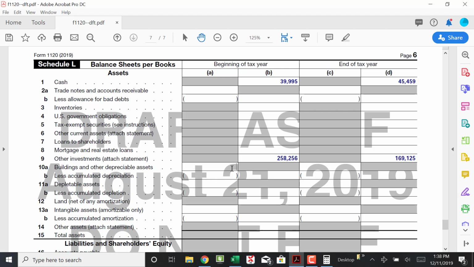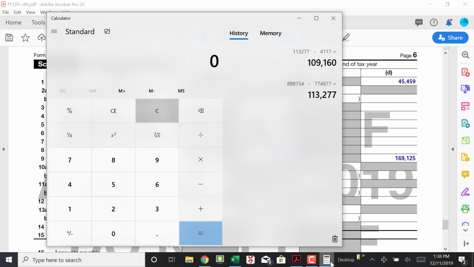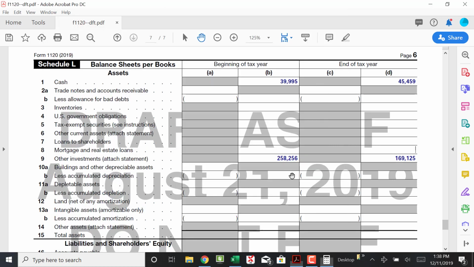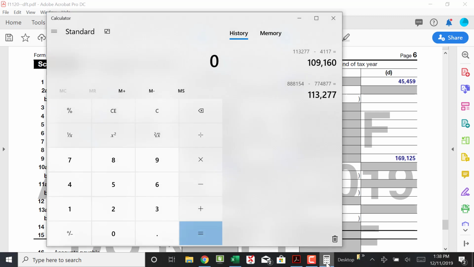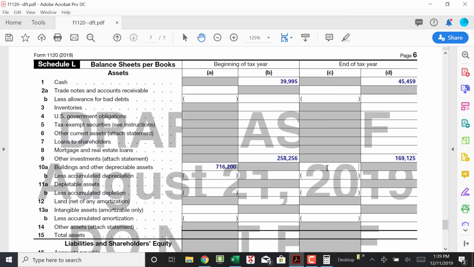Okay. Buildings and other depreciable assets. We have both office equipment and a building. You're going to add those two things together. So the office equipment was $225,000 and the building was $491,200 for 2018. So $716,200 here. In 2019, what we had was $310,759 and $491,200. So our total assets in 2019, $801,959.